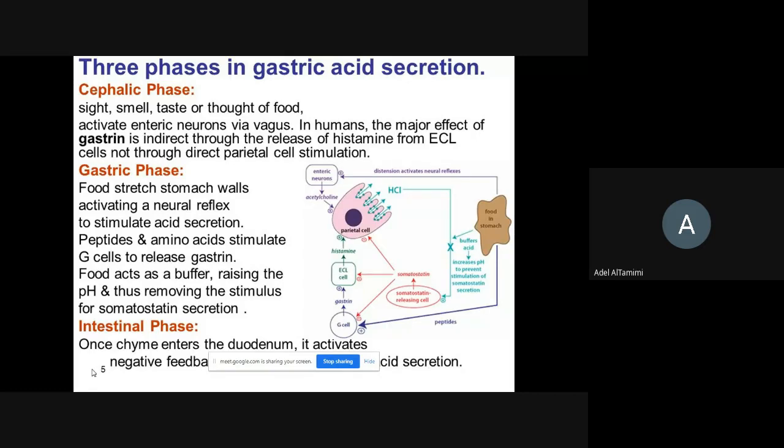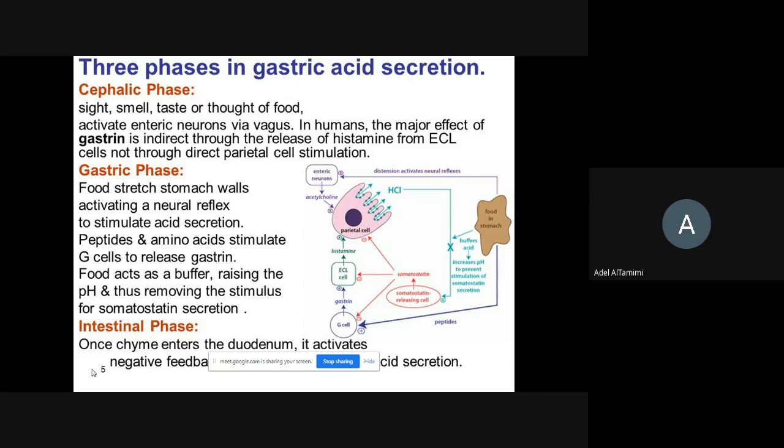Peptides and amino acids stimulate the G cells to release gastrin. Food acts as a buffer, raising the pH. With more food, it will dilute the hydrochloric acid, resulting in an increased pH, then removing the stimulus for somatostatin secretion. So we have a balance between somatostatin and gastrin.